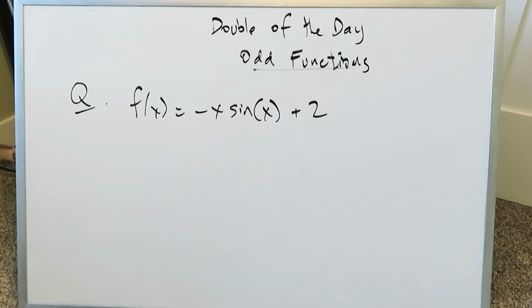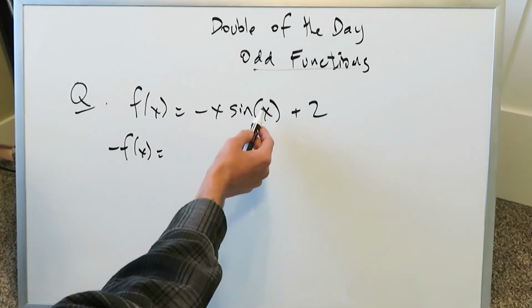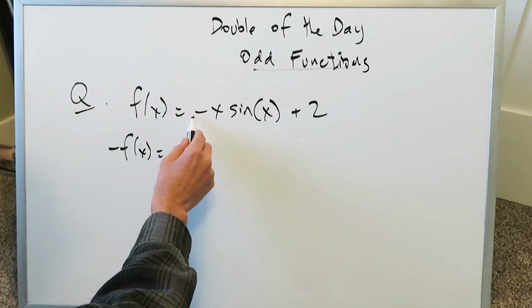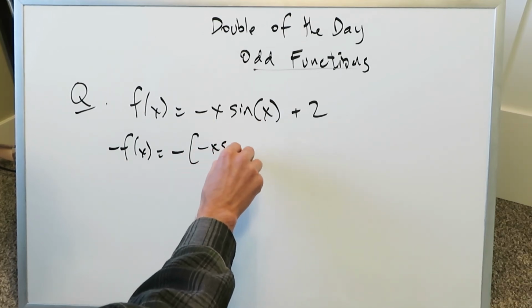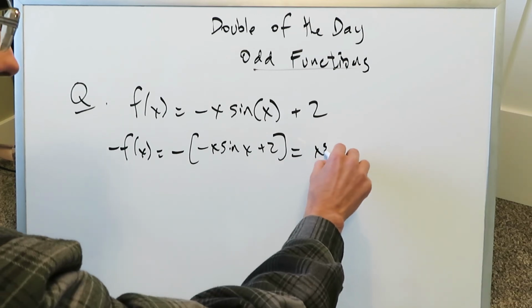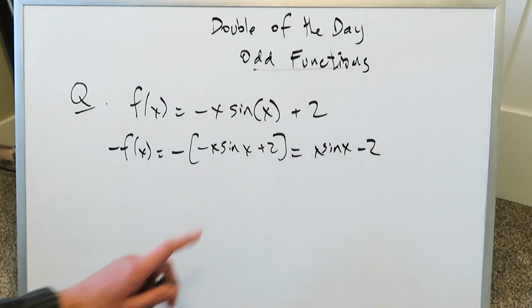Let's look at this question. We've added in a little bit of a twist here with a minus x. We have to evaluate this in terms of minus f of x, and then we'll see if this is odd, even, or if it's neither. And you're going to do the application of minus across this entire function. And what will you get? You'll get a x sine x minus 2, right? X sine x minus 2.